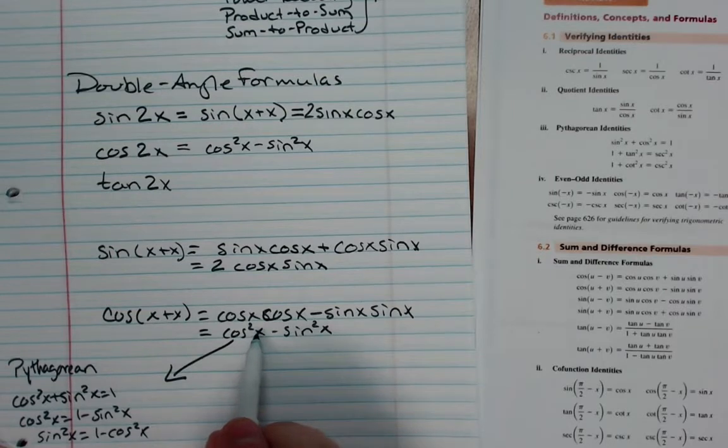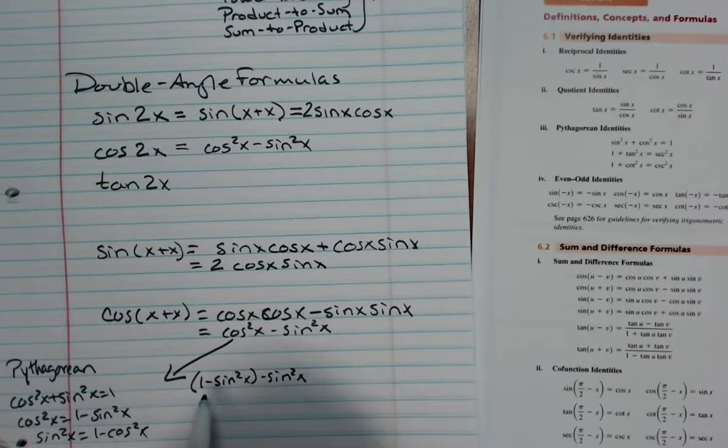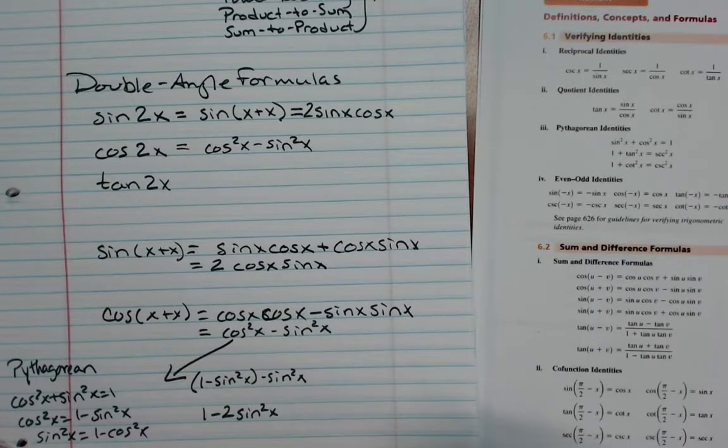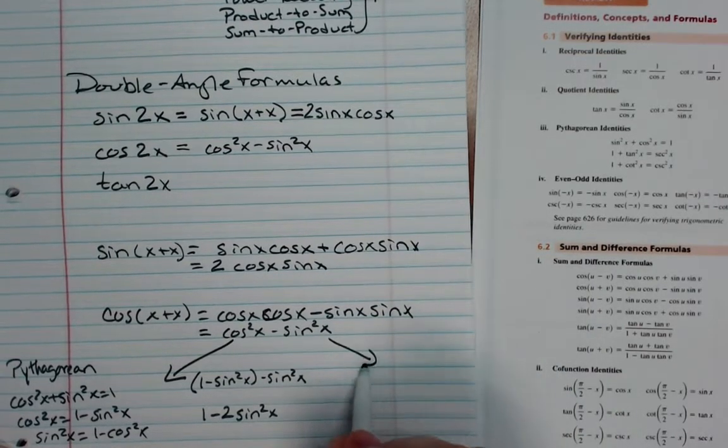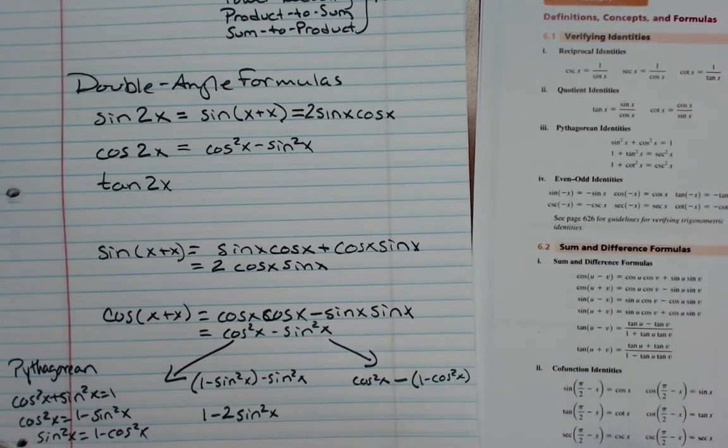So we can replace cosine squared with 1 minus sine squared x: 1 minus sine squared x minus sine squared x, so we have 1 minus 2 sine squared x. Or we can replace the sine squared with 1 minus cosine squared x, so we have cosine squared x minus 1 minus cosine squared x. Minus a minus is a plus, so we have 2 cosine squared x minus 1.